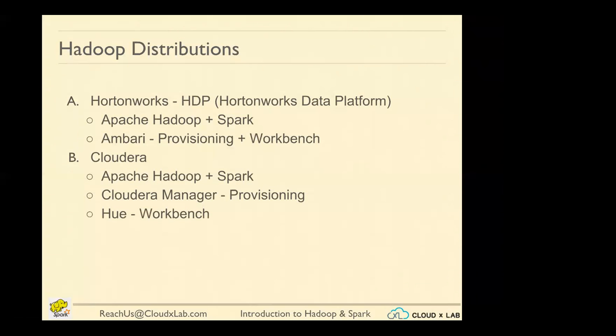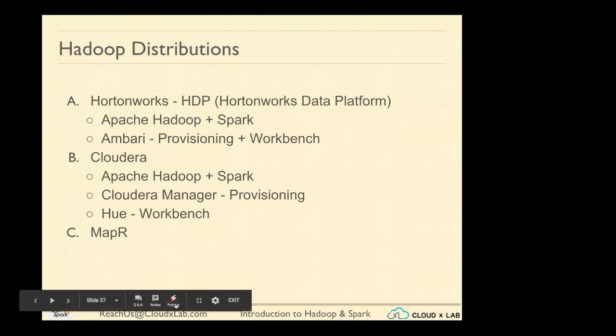And what we have done at CloudX Lab is that we started with Hortonworks and then we added extra components from Cloudera. Then the third one is MapR. MapR is essentially another company, not the same as Hadoop MapReduce, which we will talk about, but a different company which provides support for Hadoop. All right, so these are the various companies that provide the distributions.